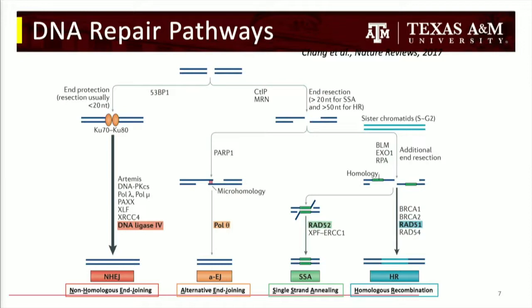So this is more difficult for the cell to do. This is much easier, and so that means that this happens more often. This doesn't happen quite as often. And then you'll also notice homology.